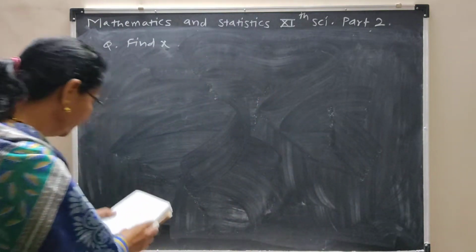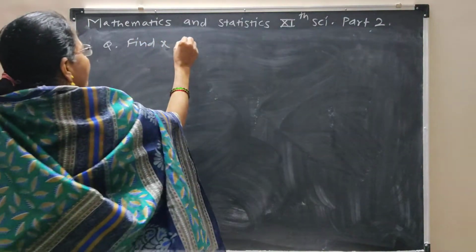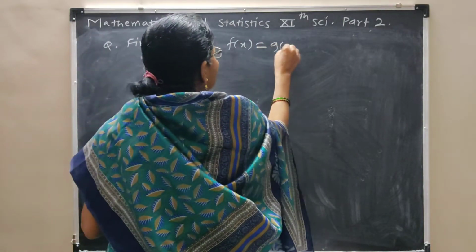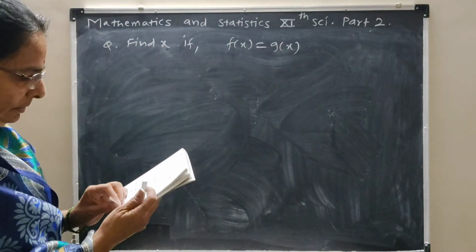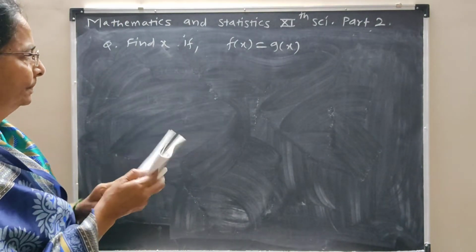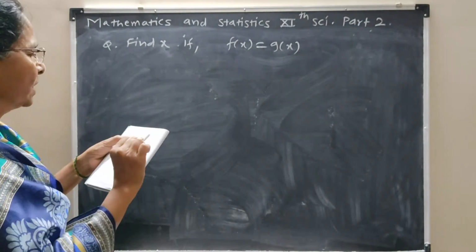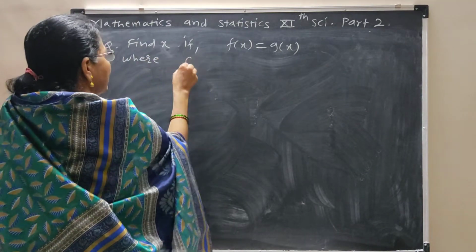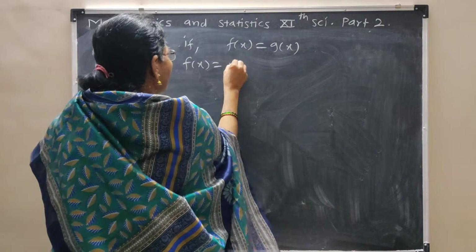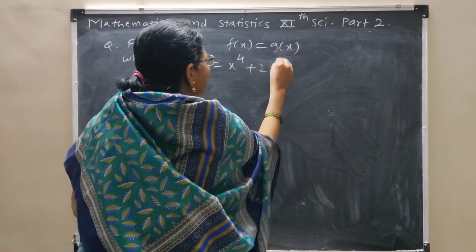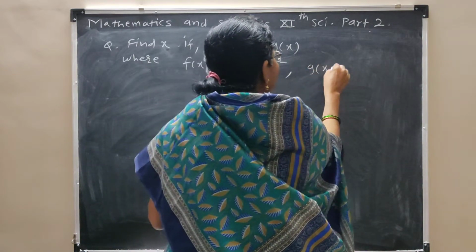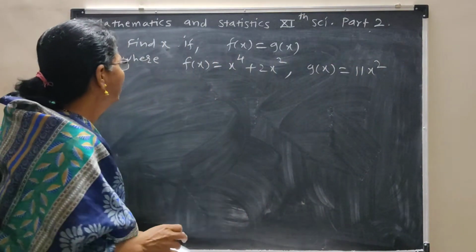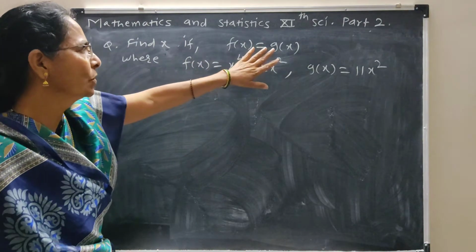This is the question. Find x if f(x) equals g(x), where f(x) is equal to x raised to 4 plus 2x square, and g(x) is equal to 11x square. We have to find x. Condition is f(x) is equal to g(x).